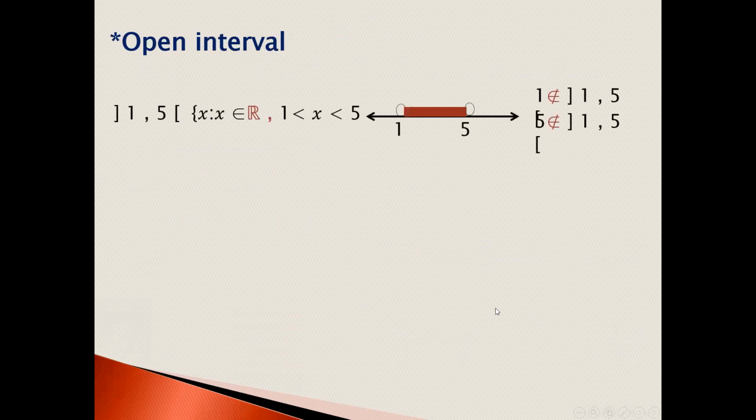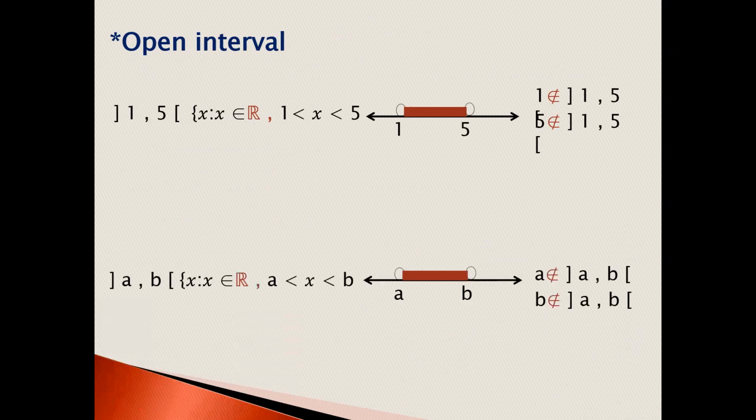Open interval means that if I have 1 and 5, it is the set of x such that x belongs to R, x more than 1 and less than 5. That means 1 is not included in the interval and 5 is not included, but the numbers between 1 and 5 are included.